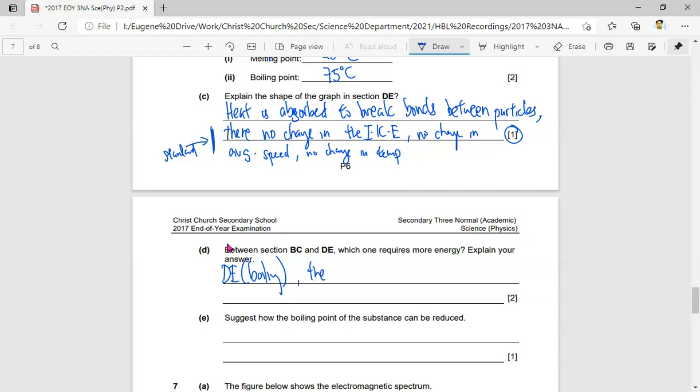Because the energy absorbed is not only used to break the bonds.